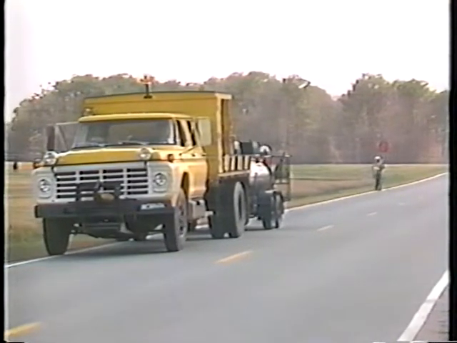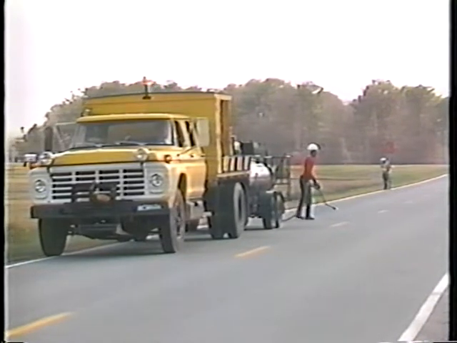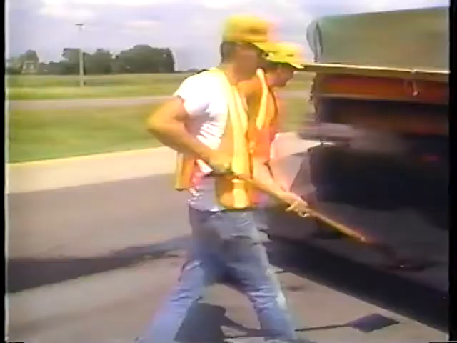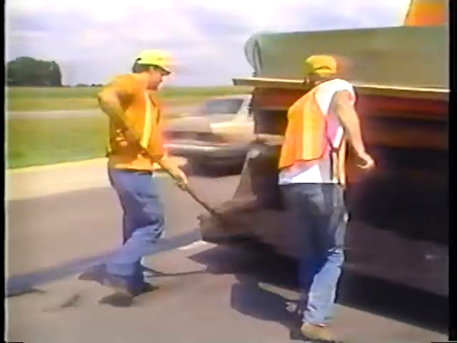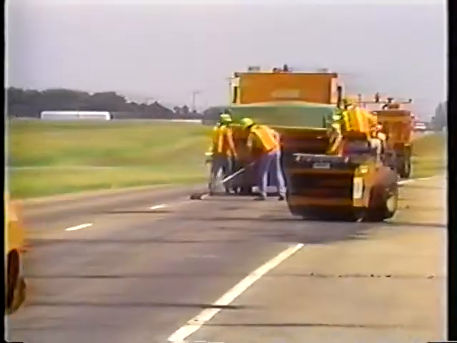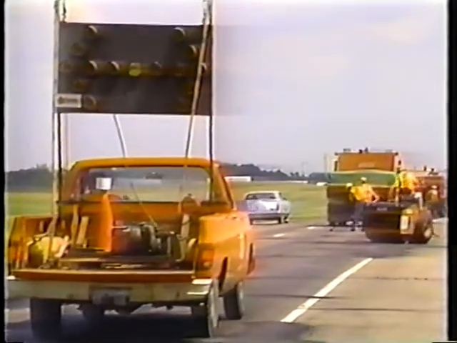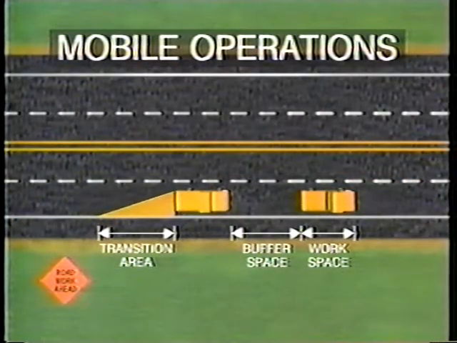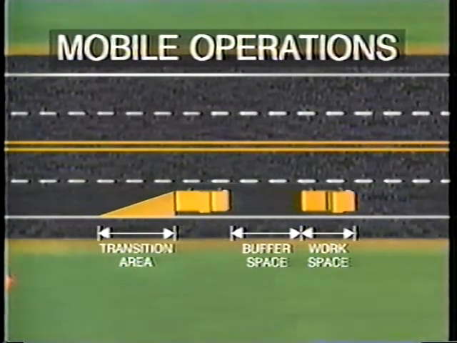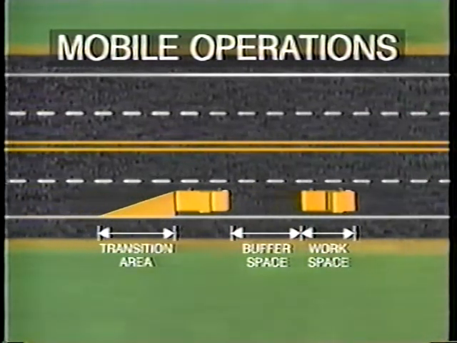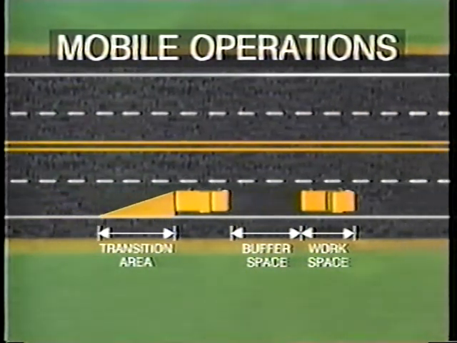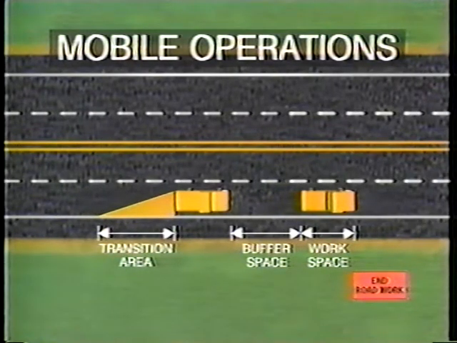In mobile operations, the advance warning area may be provided by signs and flashing lights on the work vehicle. Additional advanced warning signs may be warranted depending on the volume and speed of the traffic. A shadow vehicle equipped with an arrow display and flashing lights may also be used. With mobile operations, the transition area actually moves with the activity area, and the buffer space is the area between the shadow vehicle, if one is used, and the work crew. The termination area is usually obvious to the driver passing the work vehicle. The use of a truck-mounted attenuator should be considered for mobile operations.